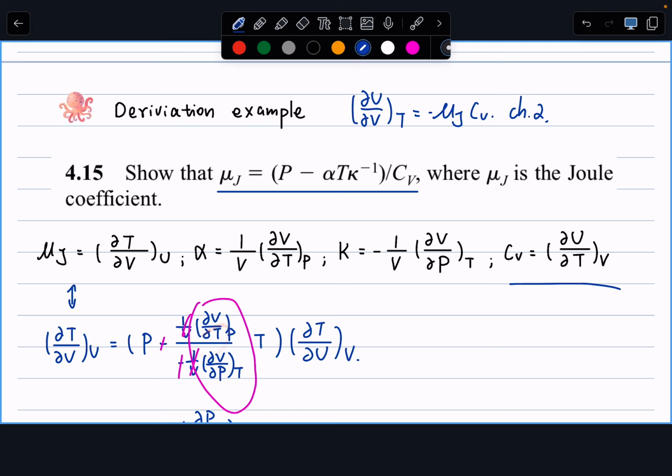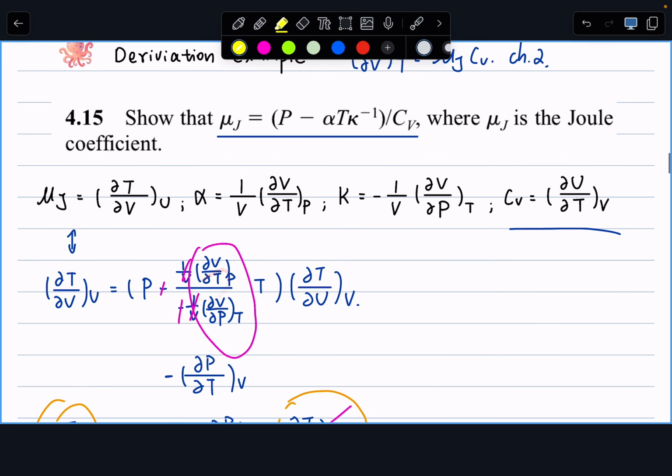The take-home message here is that whenever you see two partial differential equations with three variables interconnecting with each other, that's a hint to use the cyclic chain rule to reduce its complexity.